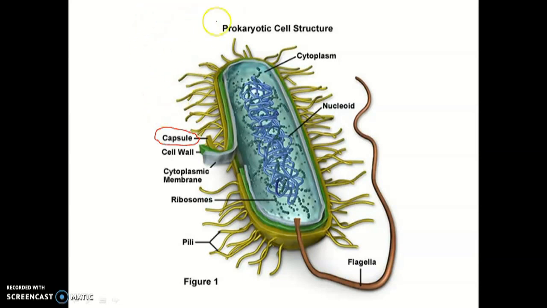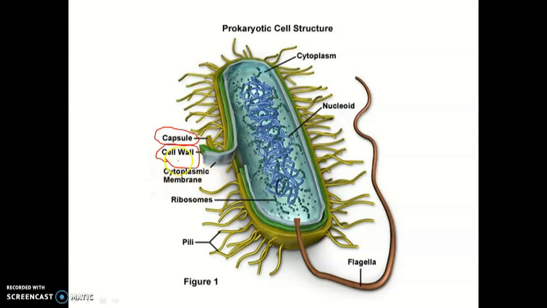Next, moving inside, the second one is the cell wall. Cell wall is protective in function. It is made up of peptidoglycan in case of bacteria, and it is the thick, rigid outermost covering in bacteria that do not have the capsule. And its main function is to give shape to the cell and protection as well.